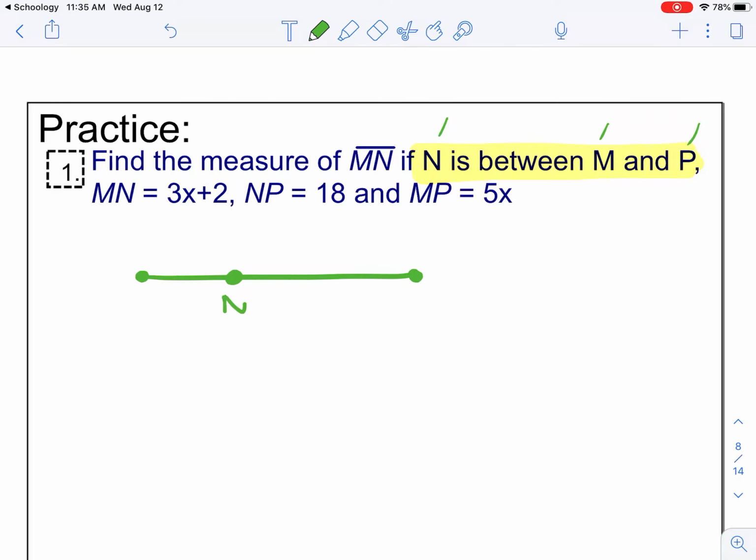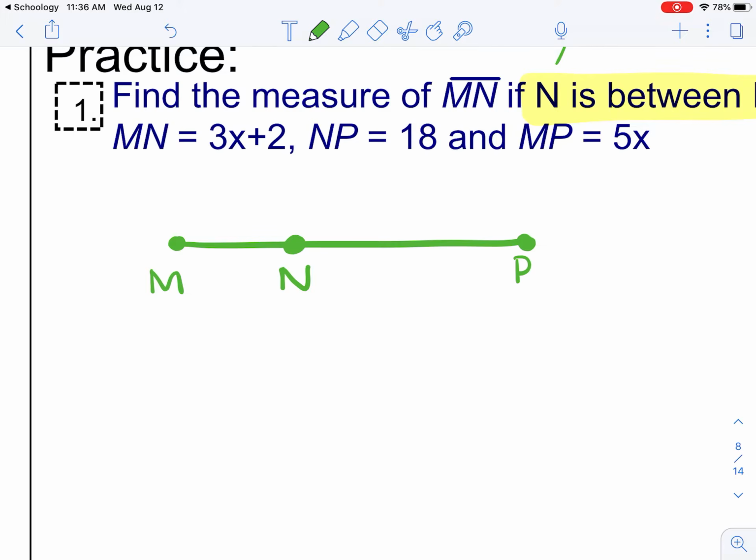So it says N is between M and P. So the N does have to be the point that's in between the two endpoints. M and P could be switched if I wanted them to be. Okay, so now I'm going to label what they gave me. They gave me MN is 3x plus 2. So I'll label that piece 3x plus 2. NP is 18. And MP, the whole thing, so I'm going to go outside of it and label the whole thing 5x. All right, now it's very similar to the one that we just did.